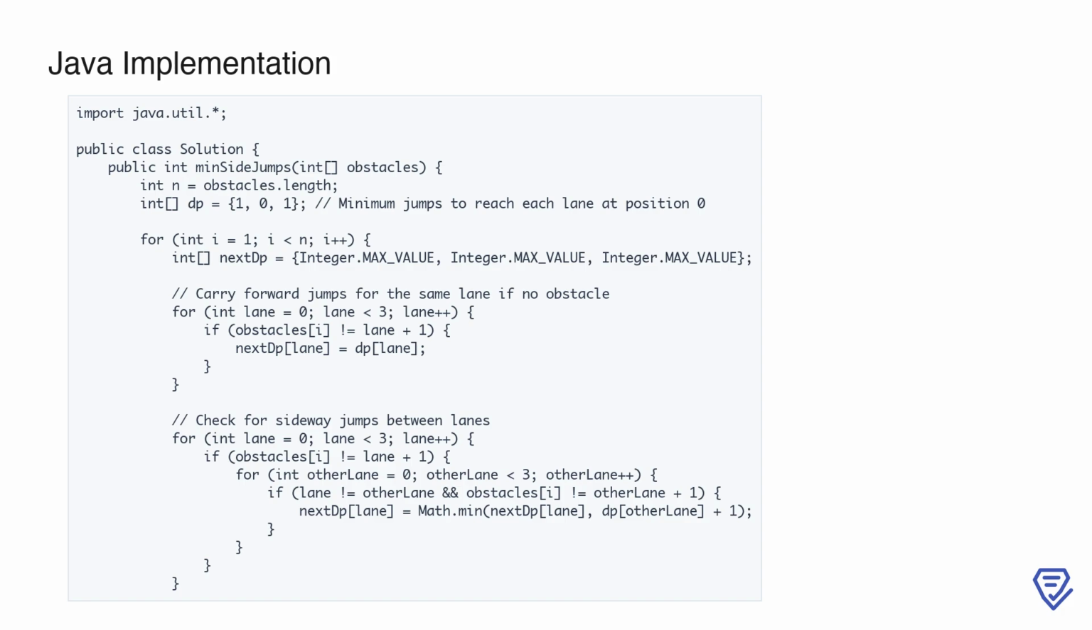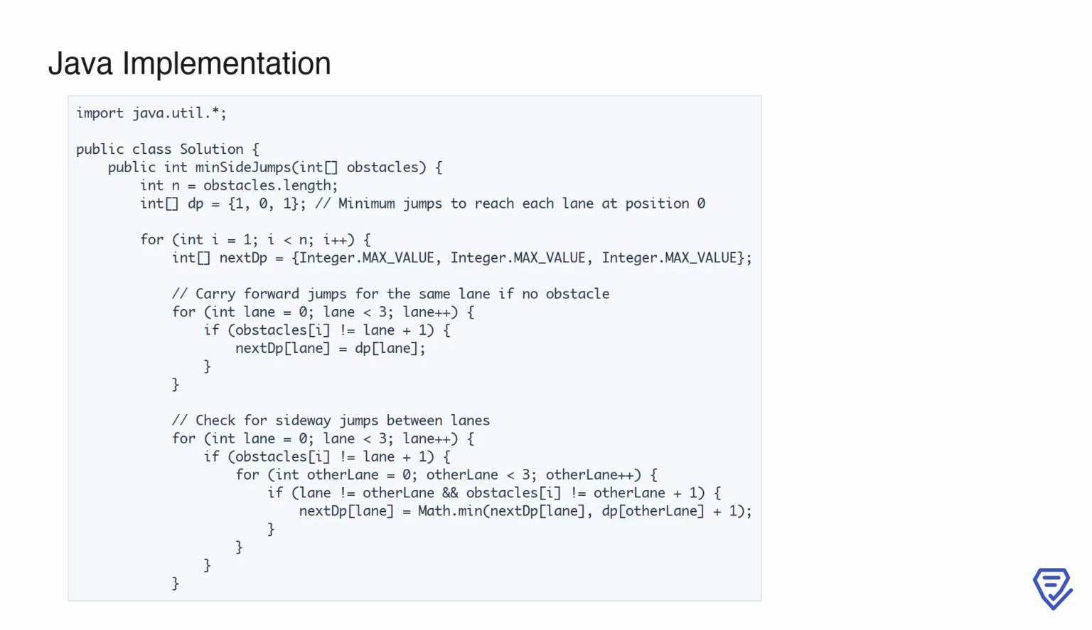Initially, the frog starts in the middle lane, so the dp array is set to 1, 0, 1, where 0 represents the lane the frog is currently in, and 1 represents the side jumps required to reach the other 2 lanes. Next, we iterate through each position in the obstacles array using a for loop.